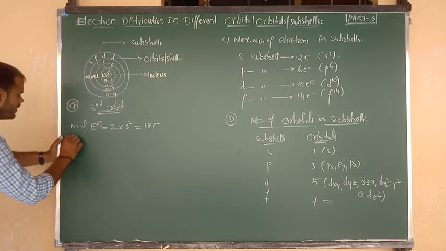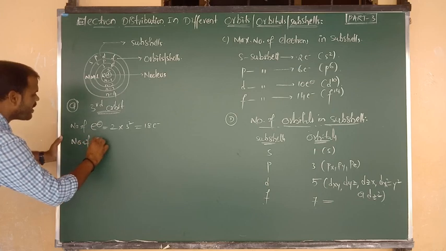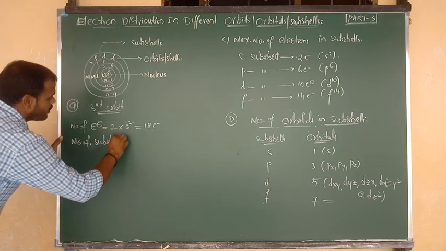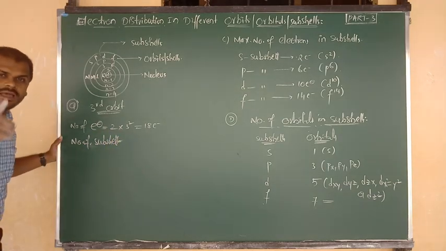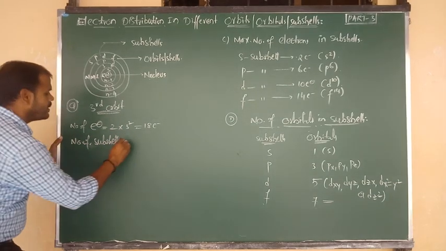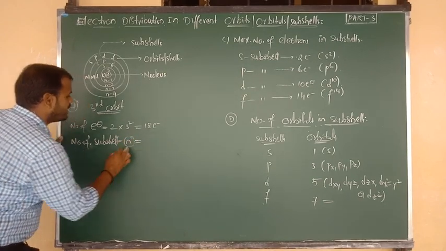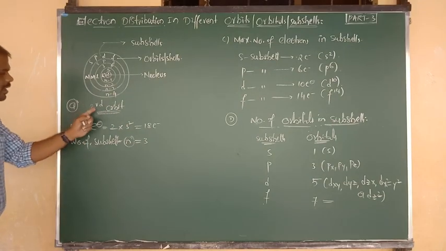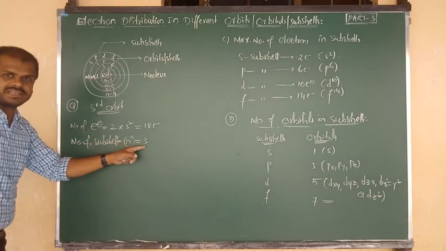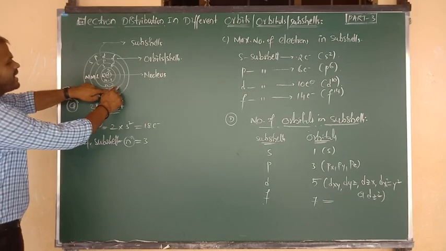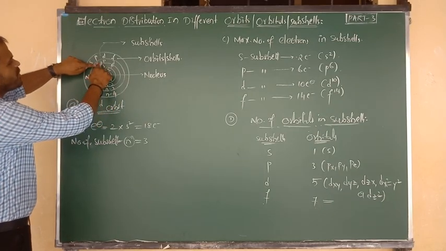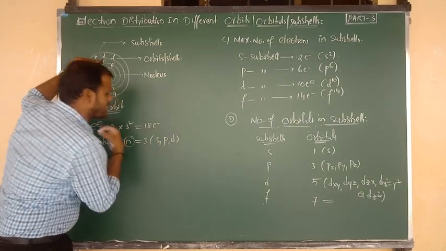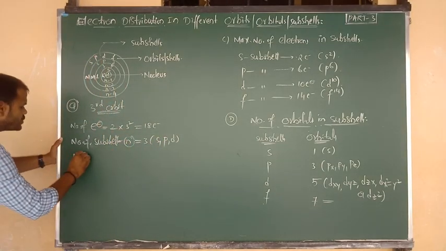Okay, na beta? Good. Next one is the number of subshells. What is the formula to calculate the number of subshells? I have told you simply the formula is n. So number of subshells equals n, and n value for the third orbit is 3. So the third orbit contains 3 subshells. One is S, one more is P, one more is D. So 3 subshells are there, S, P, D subshells.